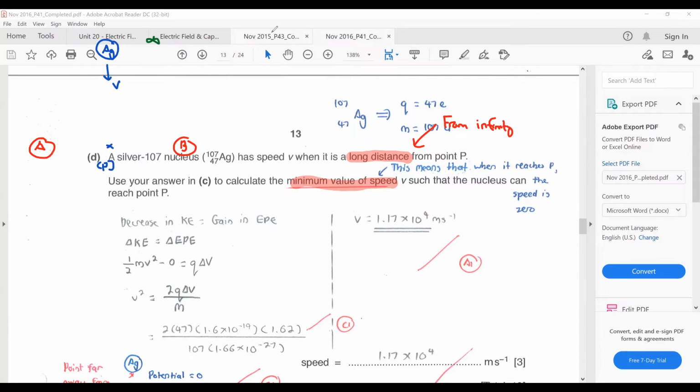Then just now we mentioned that if you are talking about the minimum value of speed v such that it can reach point P, that means by the time it reaches here, this will be 0 meters per second. So you see here, this one is speed v meters per second, and this one is 0 meters per second. Now there's also another thing you need to know. At infinity, your potential is 0, isn't it?